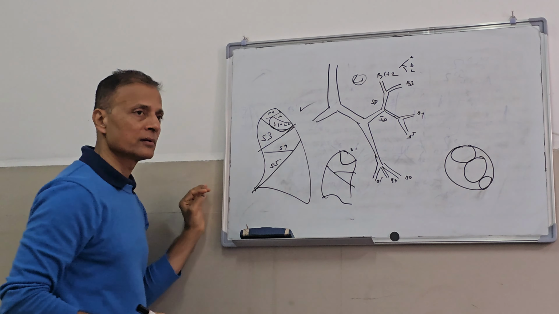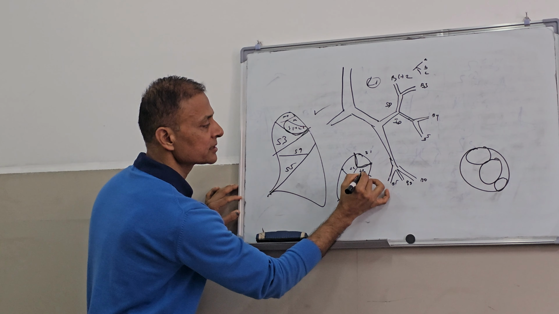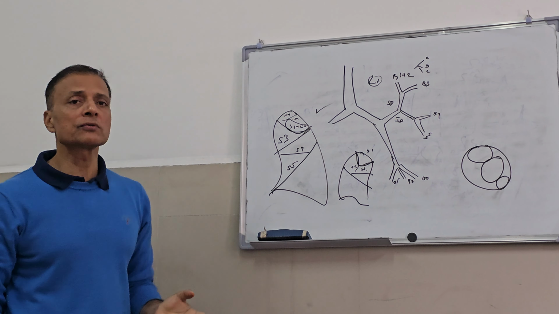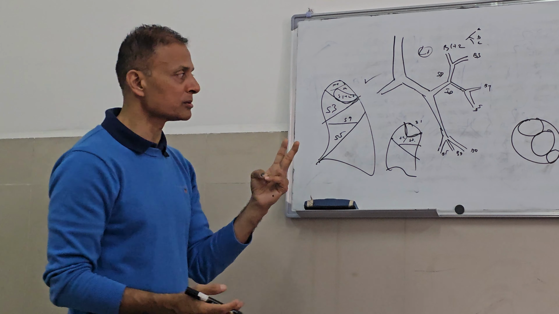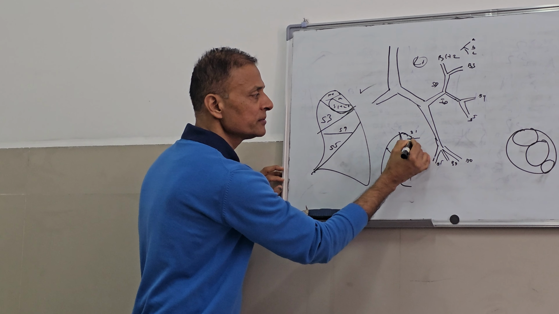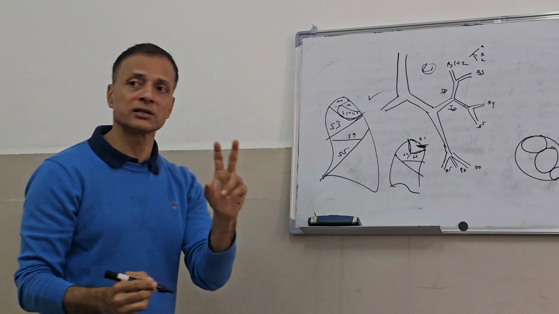How will you define the boundaries? This is S1, this is S3 and S2. How will you define the boundaries between S1 and S3, S1 and S2? You don't see anything inside the lung, right? You don't see clearly. So for that, we have two things. One thing you must remember: in the center of a segment, the artery and the bronchus always enter together.